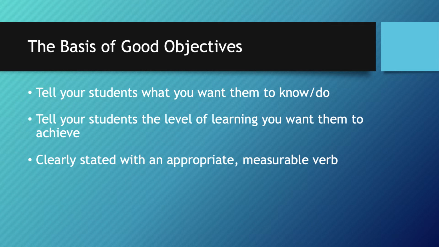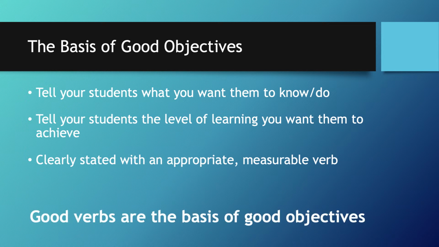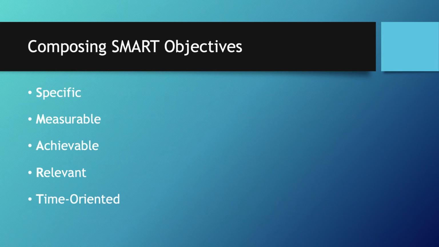You just want to make sure that you're using measurable action verbs that will assess the students at the level of understanding that's appropriate for the course. And the most important thing to remember is that good verbs are the basis of good objectives. So one of the strategies that I normally use when coming up with objectives is to use the SMART method. So that means making sure that your objectives are specific, measurable, achievable, relevant, and time-oriented.